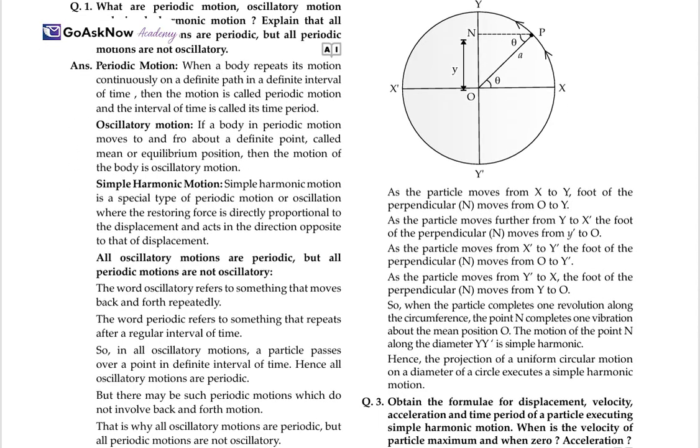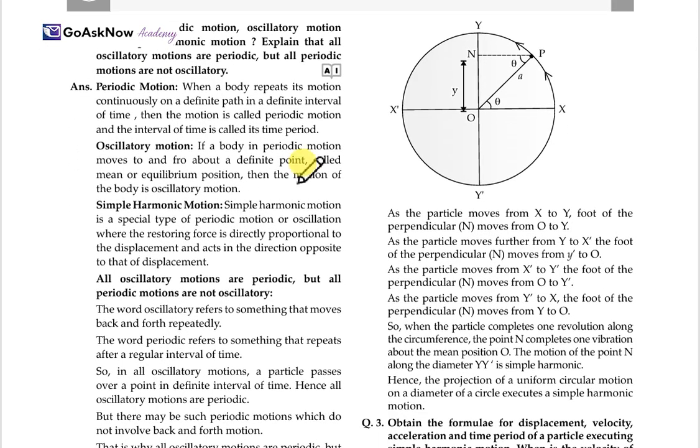Now let's move ahead with the 3 marks question. What are periodic motion, oscillatory motion, and simple harmonic motion? Explain that oscillatory motions are periodic, but all periodic motions are not oscillatory. So we have already studied the definitions of periodic motion, oscillatory motion, and simple harmonic motion.